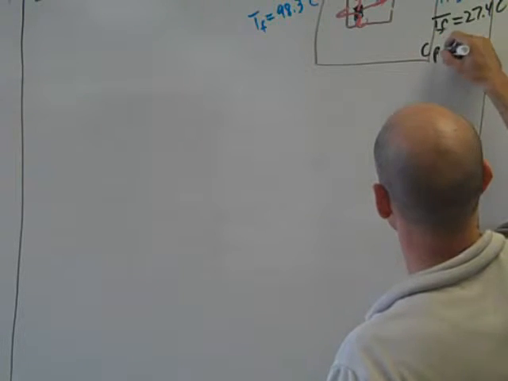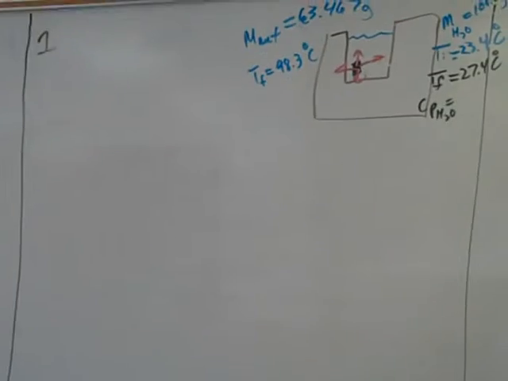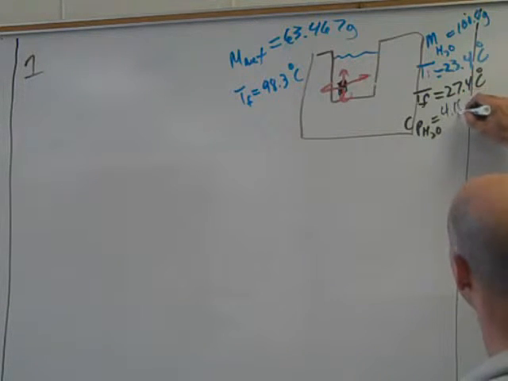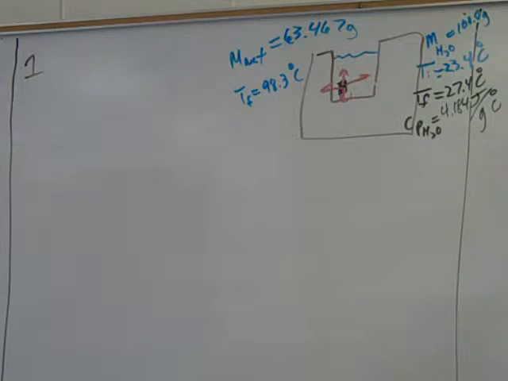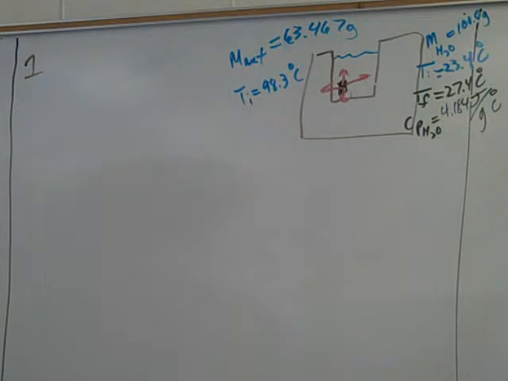Okay. The specific heat of water you look up in the book. And the specific heat of water is 4.184 joules per gram degrees Celsius. For the T final of the metal, is that supposed to be the 98.3? Oops, nope, that should be T initial. That's the initial temperature of the metal.